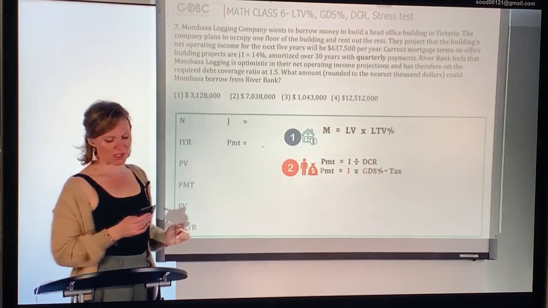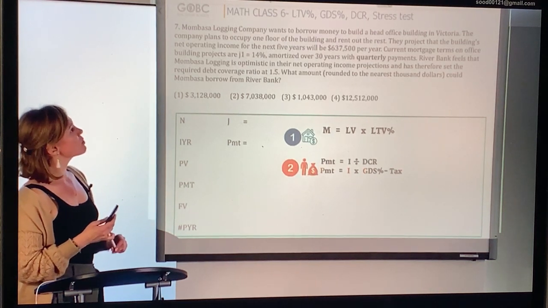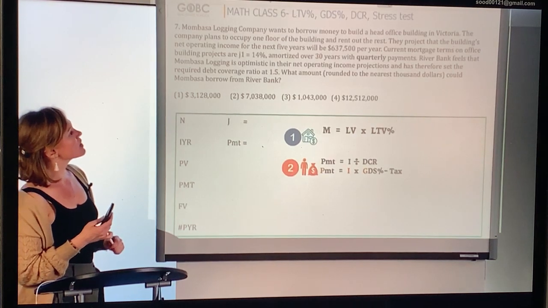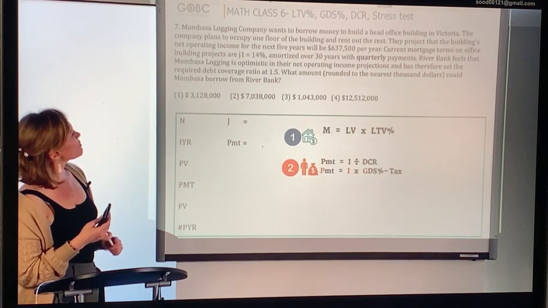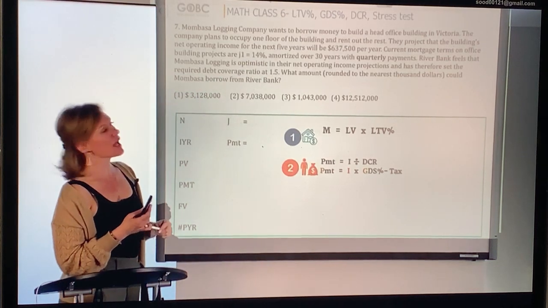Let's do one more. Mombasa Logging Company wants to borrow money to build a head office building in Victoria. The company plans to occupy 1 floor of the building and rent the rest. The projected net operating income of the building for 5 years will be $637,500 per year. Current mortgage rates are J1 equals 14, 30 years amortization, quarterly payments. Do you see that?